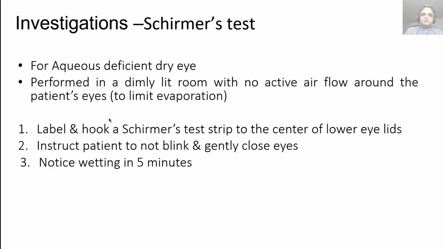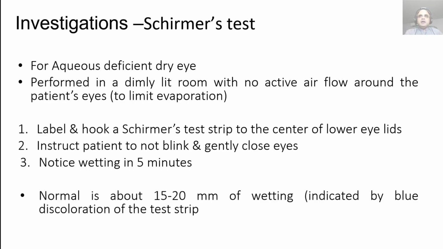A Schirmer's test is done for aqueous phase deficiency, and it is performed in a dimly lit room without much active airflow, so as to minimize the loss of the tear film. There is no anesthetic involved. We take a Schirmer strip, hook it onto the center of the lower lid, and ask the patient to not blink and gently close his eyes, and we see how much wetting is done after 5 minutes. If the entire strip is wetted before 5 minutes, we just note the time that it took to wet the entire strip.